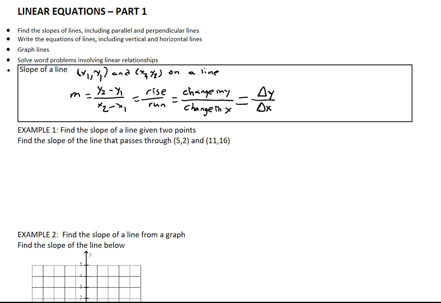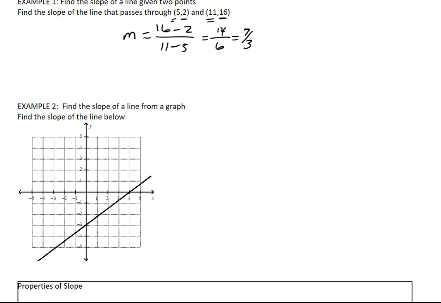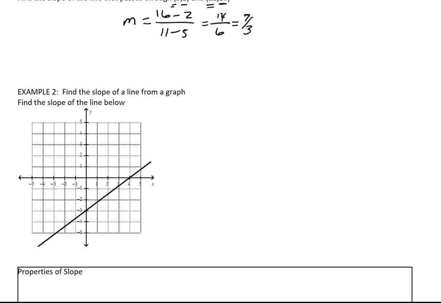Alright, so find the slope of the line through the given 2 points: 5, 2, and 11, 16. So our slope would be 16 minus 2 over 11 minus 5. 16 minus 2 is 14. 11 minus 5 is 6. So 14 over 6, if you reduce that, it would be 7 over 3. That would be our slope. Probably done that before.